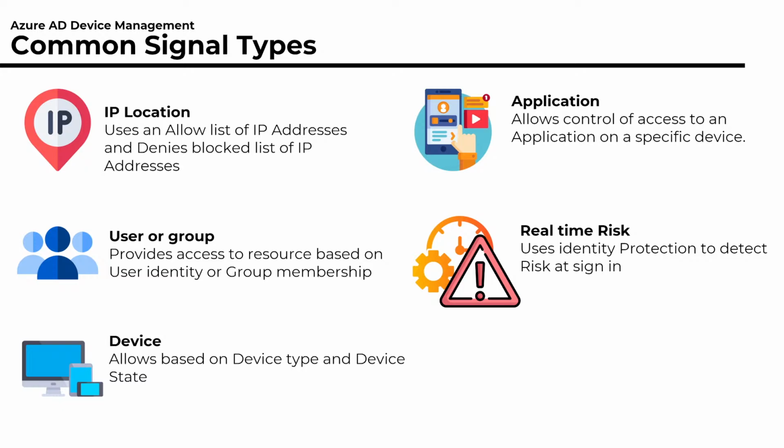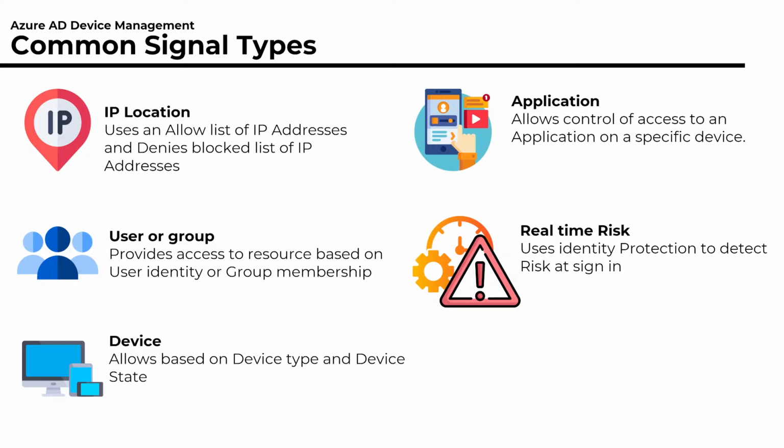So what are the different access policies that we can set up in the conditional access policies? We can set up based on the IP address or location of the IP address, or based on the users or the groups that they're part of, or based on the device type and the device state, and also based on the application-level scope. We can perform the conditional access policies, and we can also analyze the real-time risk.